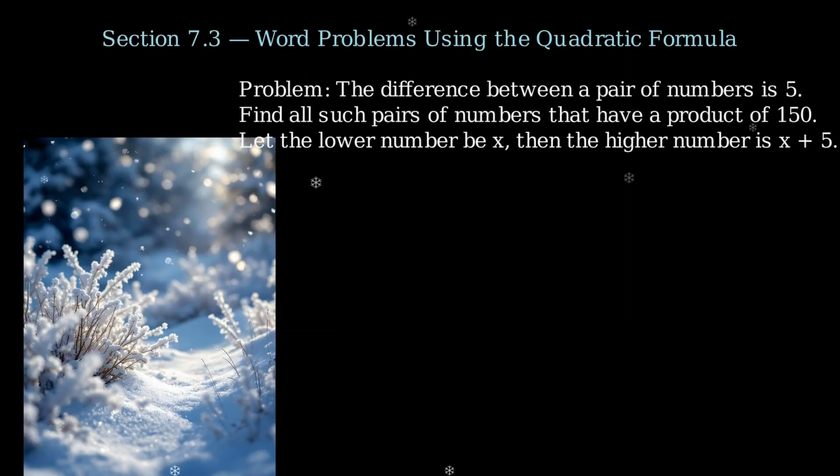Let's solve a word problem using the quadratic formula. The difference between a pair of numbers is 5, and their product is 150. If we call the lower number x, then the higher number must be x plus 5. Multiplying them gives the equation x times open parenthesis x plus 5 close parenthesis equals 150. Rearranging it to standard form gives x squared plus 5x minus 150 equals 0.